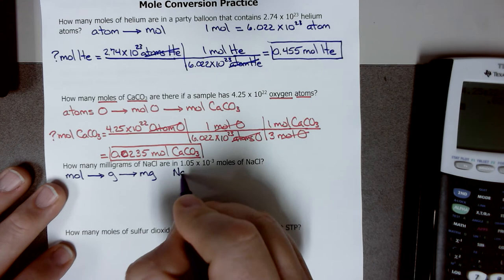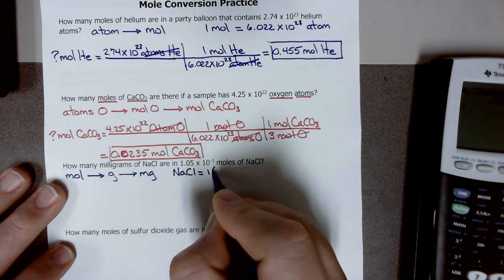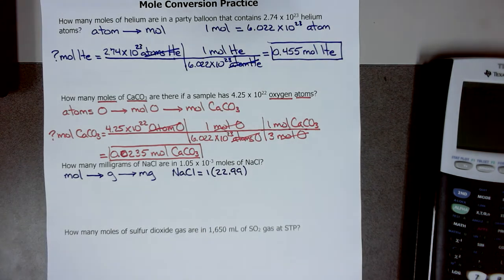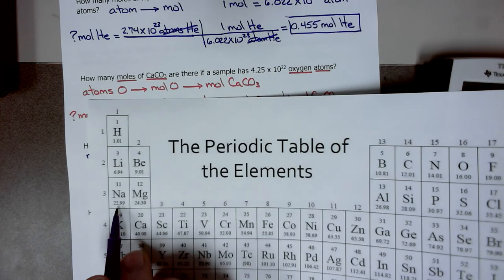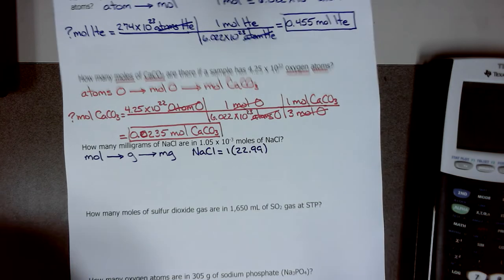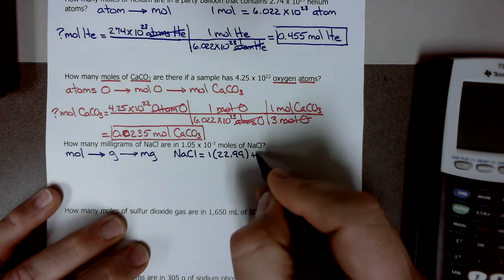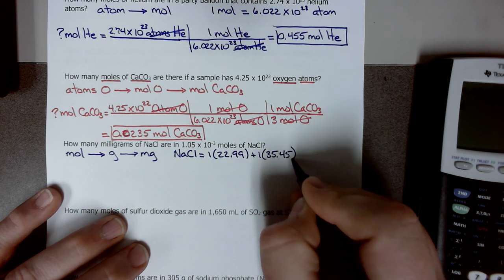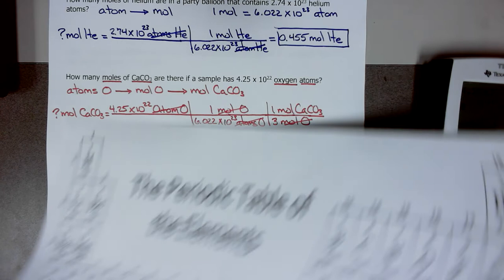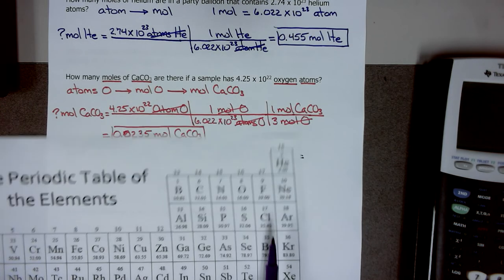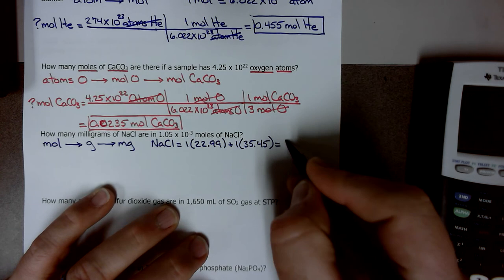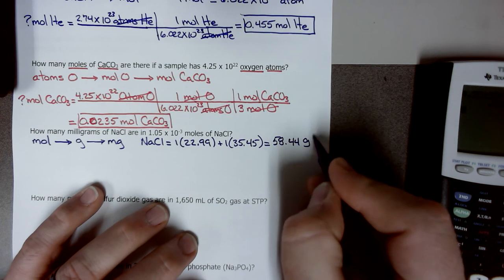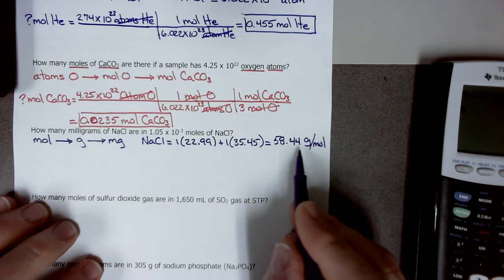So sodium chloride is equal to 1 times 22.99. That's the molar mass. I got that from the periodic table of sodium right here. Sodium is 22.99. And I'm going to add the 1 times chlorine, which is 35.45 grams per mole, which is right here, chlorine, 35.45. So when I add these up, that comes out to be 58.44 grams per mole.